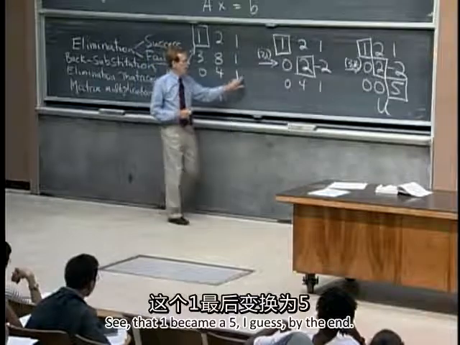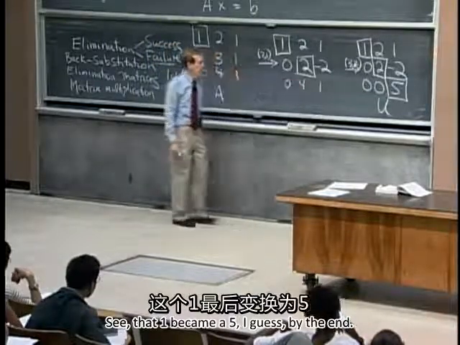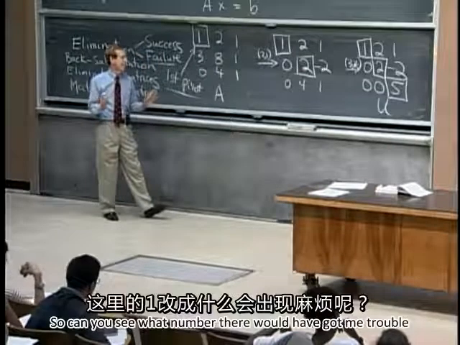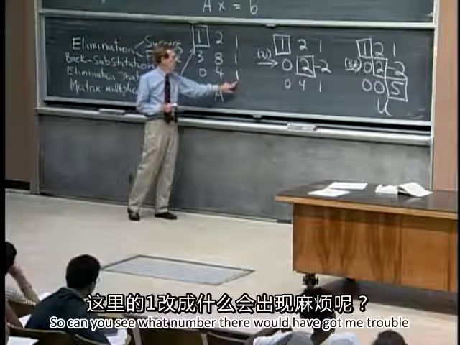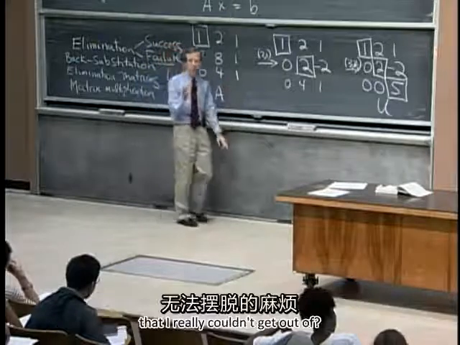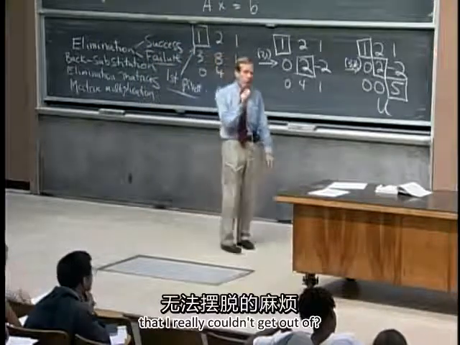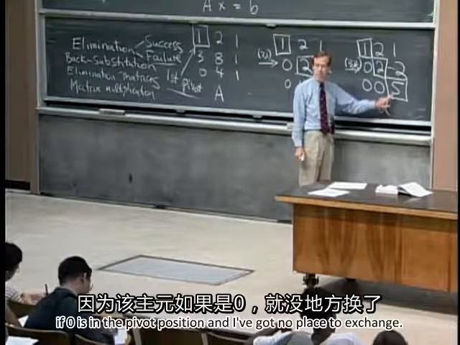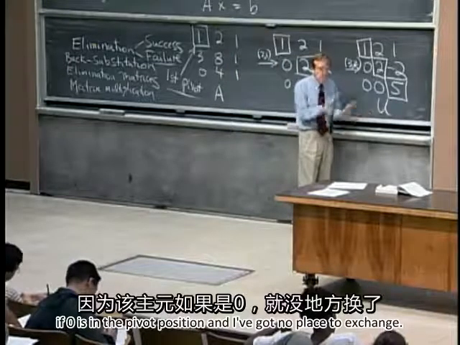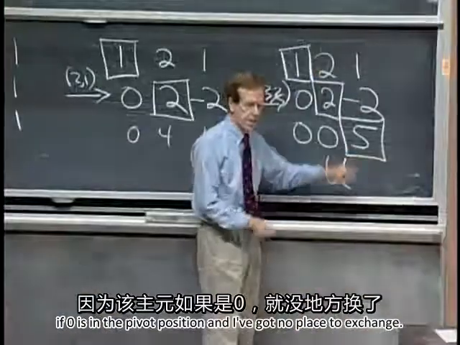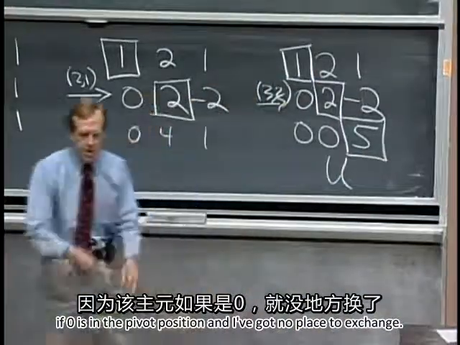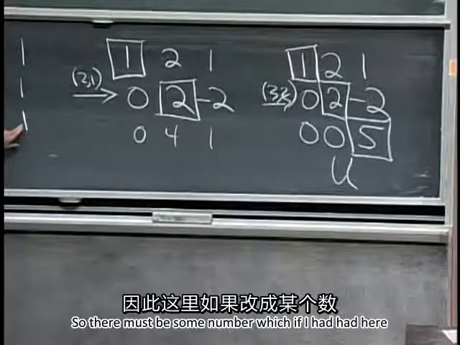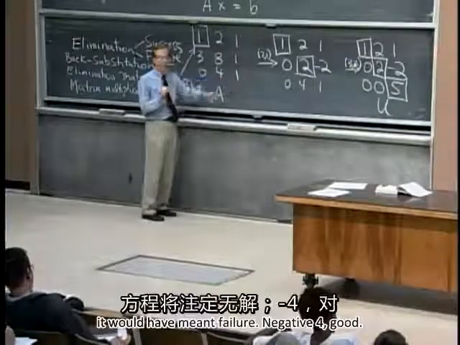See, that 1 became a 5, I guess, by the end. So can you see what number there would have got me trouble that I really couldn't get out of? Trouble that I couldn't get out of would mean if 0 is in the pivot position and I've got no place to exchange. So there must be some number which, if I had had it here, would have meant failure.